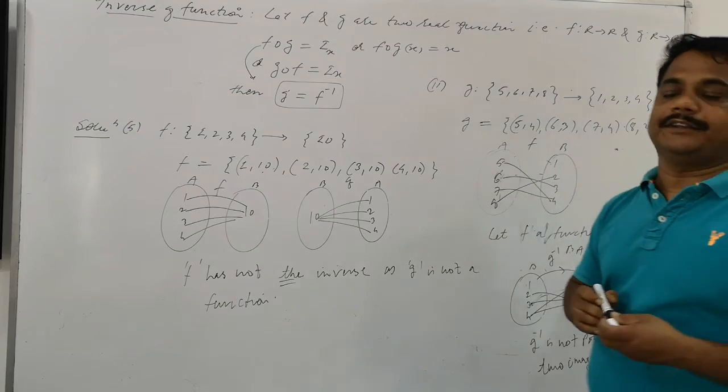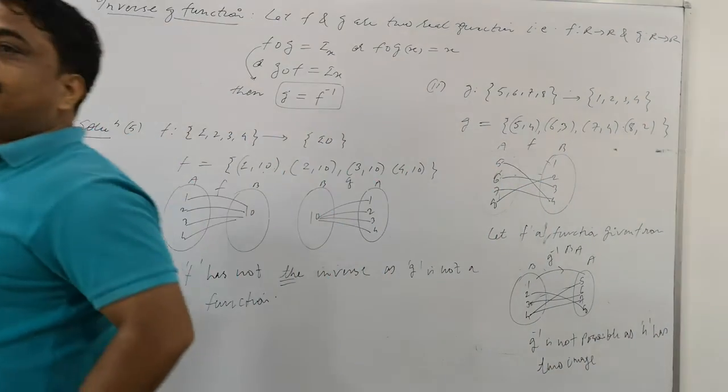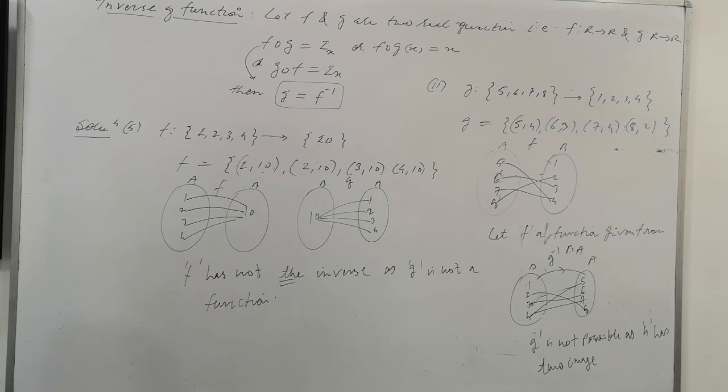Now the definition of function is there: one and only one. It means a function cannot have two images.